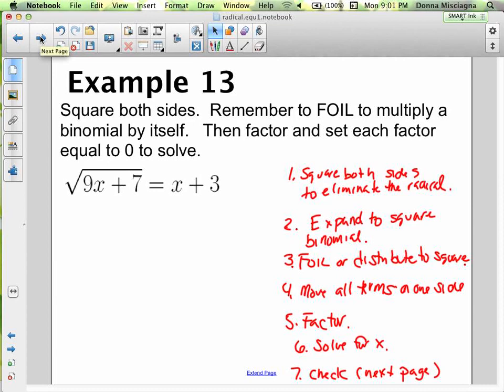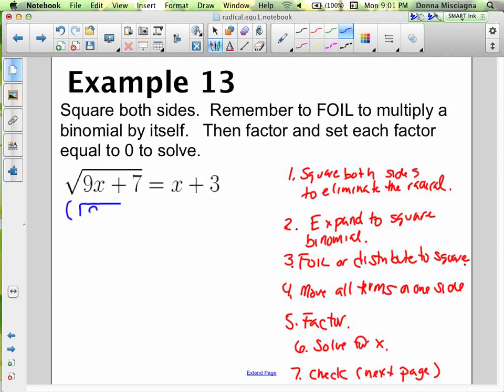So we're going to square both sides first. We've already got it isolated. We've got our radical isolated. Remember to FOIL to multiply a binomial by itself. Then factor and set each factor equal to 0 to solve. Right? So let's square both sides.